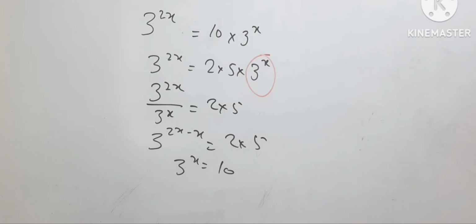Because on the left hand side 3 to the power x is there and on the right side 10 is there. So the bases are not the same. So how do we find out the x value? It is very difficult. It's not possible to find the x value in this case.